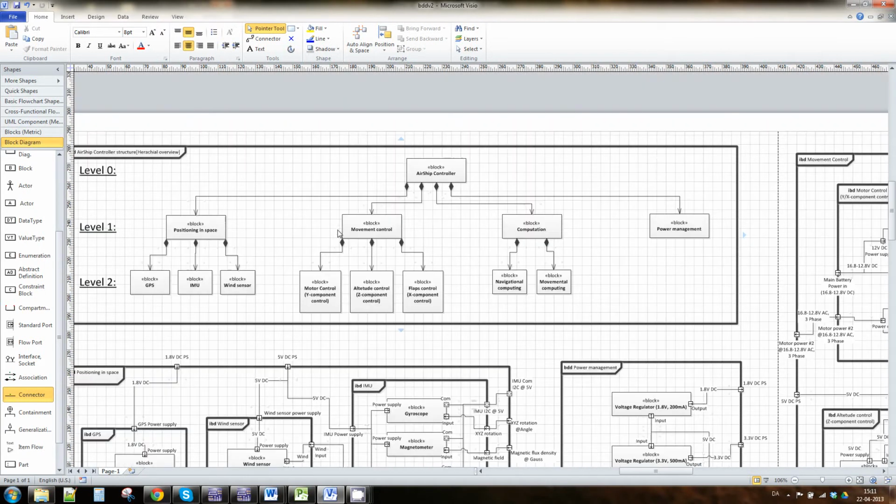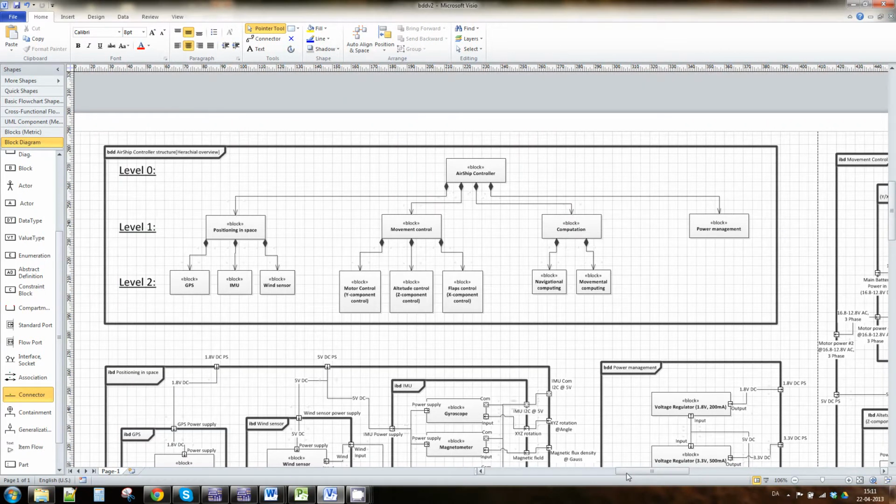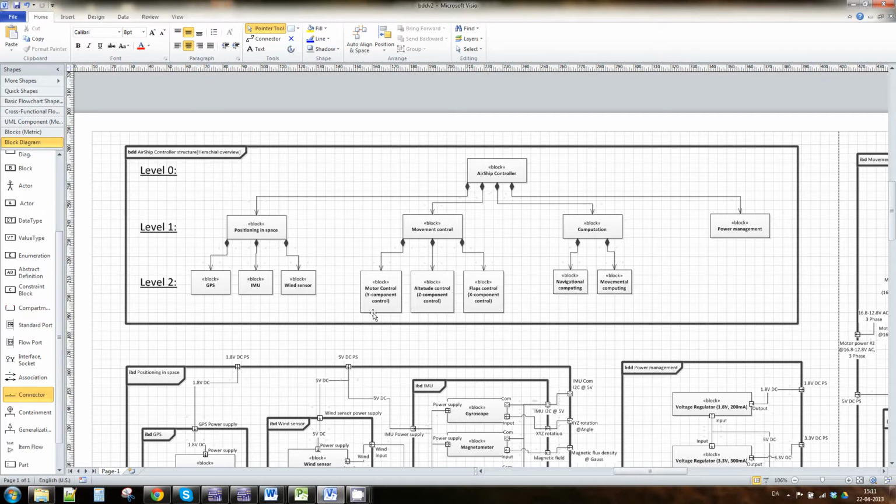When you design a system of any kind, it's very useful to break it down into a hierarchy of components. So I have made 3 different levels of this. The whole airship controller consists of these 4 blocks: a system that will be able to find the positioning in space, the movement control, computation, and power management. And then at level 2, the positioning in space consists of these 3 blocks: GPS, the inertial measurement unit, and the wind sensor.